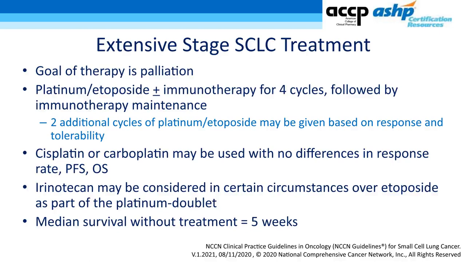For patients with extensive stage small cell lung cancer, our goal of therapy in this setting is truly palliation. What we do know is that there is a median survival of roughly 5 weeks without treatment. Recommended regimens include a platinum with etoposide plus or minus immunotherapy for 4 cycles, followed by immunotherapy maintenance. You will additionally note that there can be observed benefits by adding 2 additional cycles of platinum etoposide if patients have a good response and tolerated treatment.